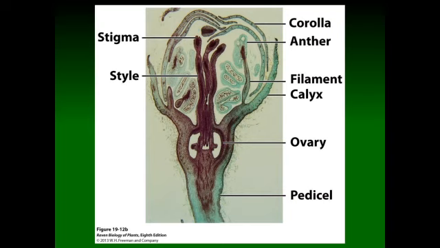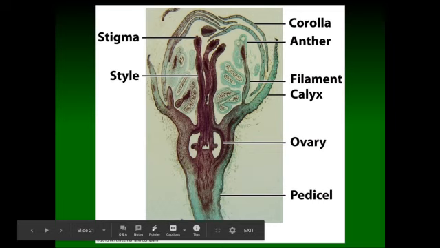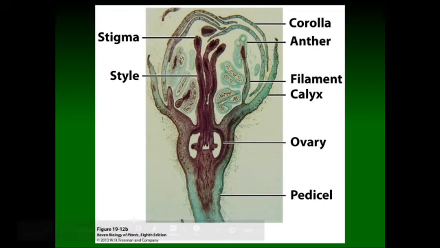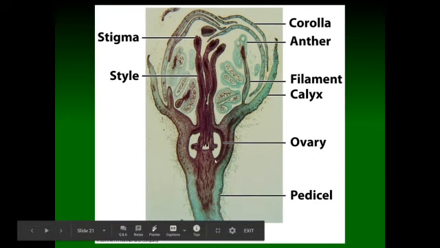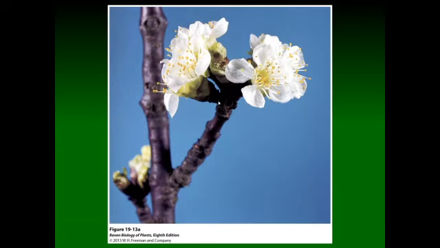Is it superior or inferior? Superior or inferior ovary? Anybody know the answer to that? I see typing. Yes, I see more typing. Yes, correct. That is an inferior ovary. So notice the ovary is on the bottom. Everything else is on the top. Very good. Excellent.